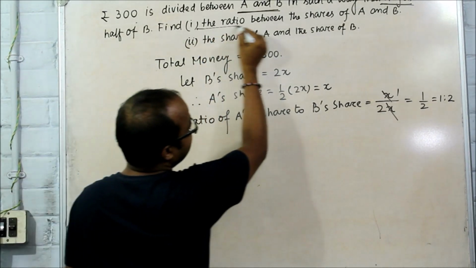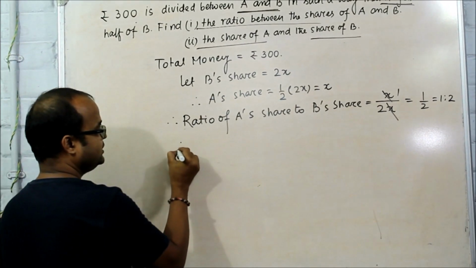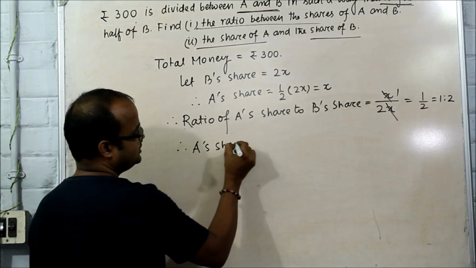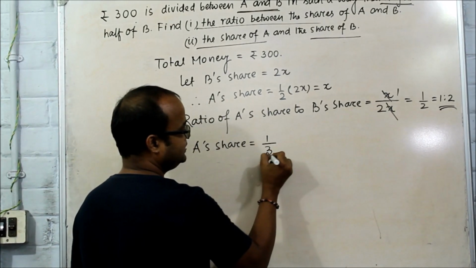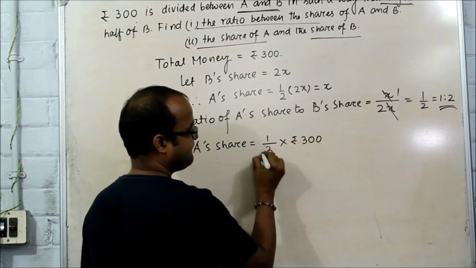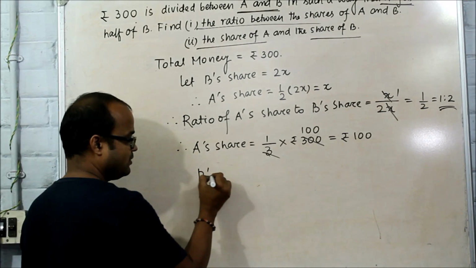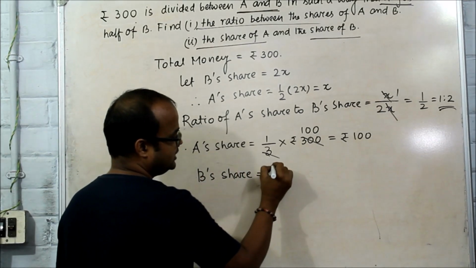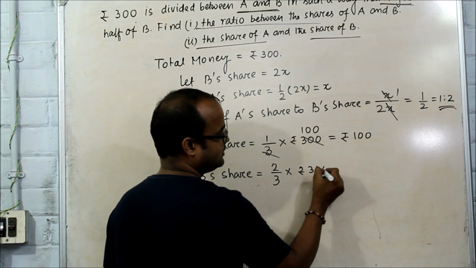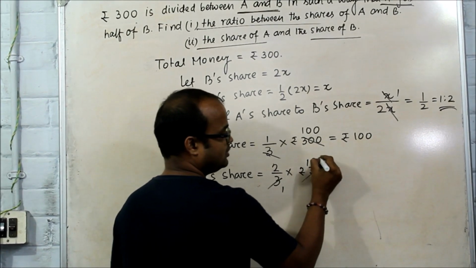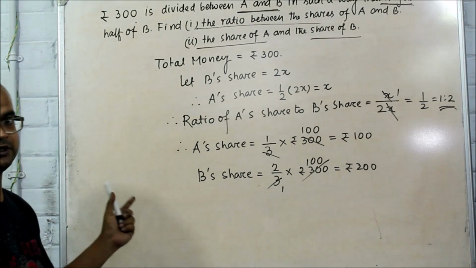So we found the first part, the ratio between the shares of A and B. Now we have to find the share of A and the share of B. Therefore A's share is 1 by 3, since the sum of the ratio is 3, into rupees 300, that is rupees 100. And B's share is 2 by 3 into rupees 300, so 3 into 1 is 100, so rupees 200. So A will get 100 rupees, B will get 200 rupees.